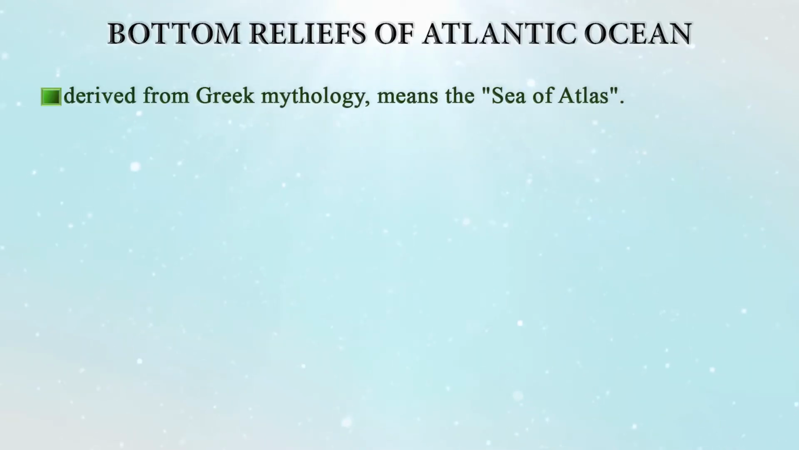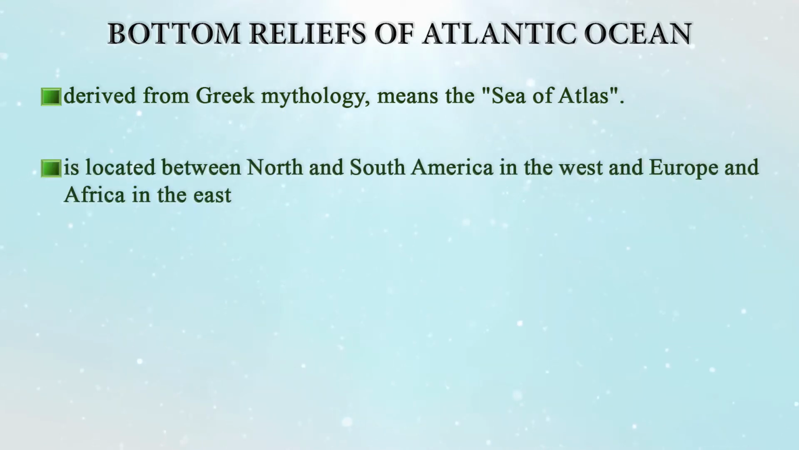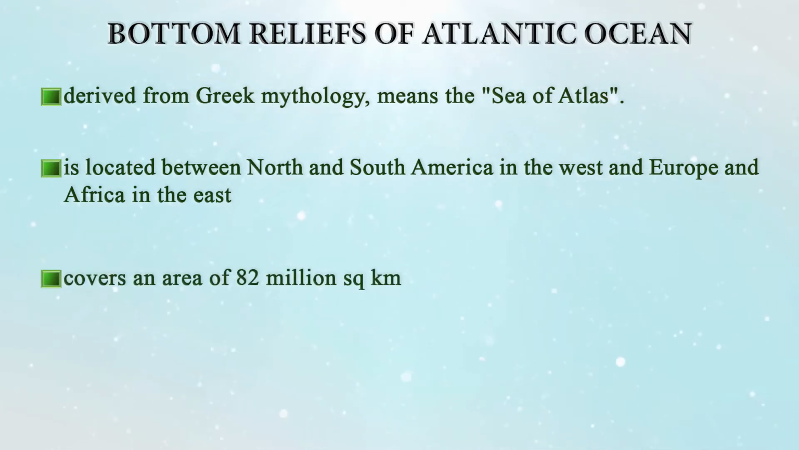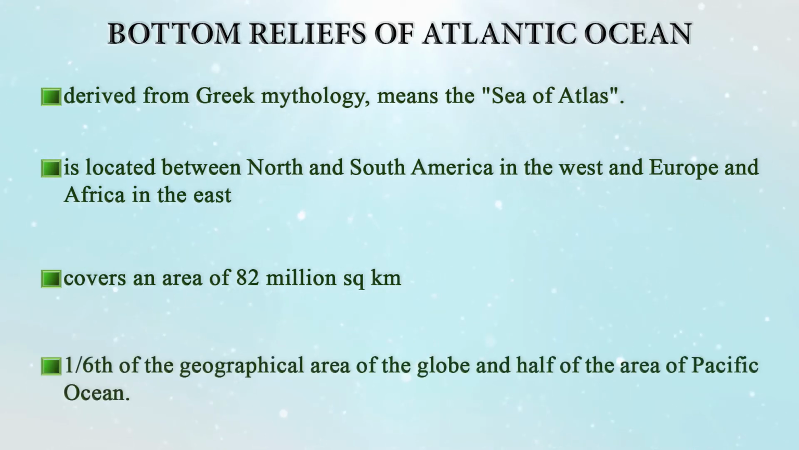The word Atlantic came from the Greek word which means Sea of Atlas. It is located between North and South Americas in the west and Europe in the east. It covers an area of about 82 million square kilometers. It covers 1/6 of the geographical area of the globe and half of the area of the Pacific Ocean.